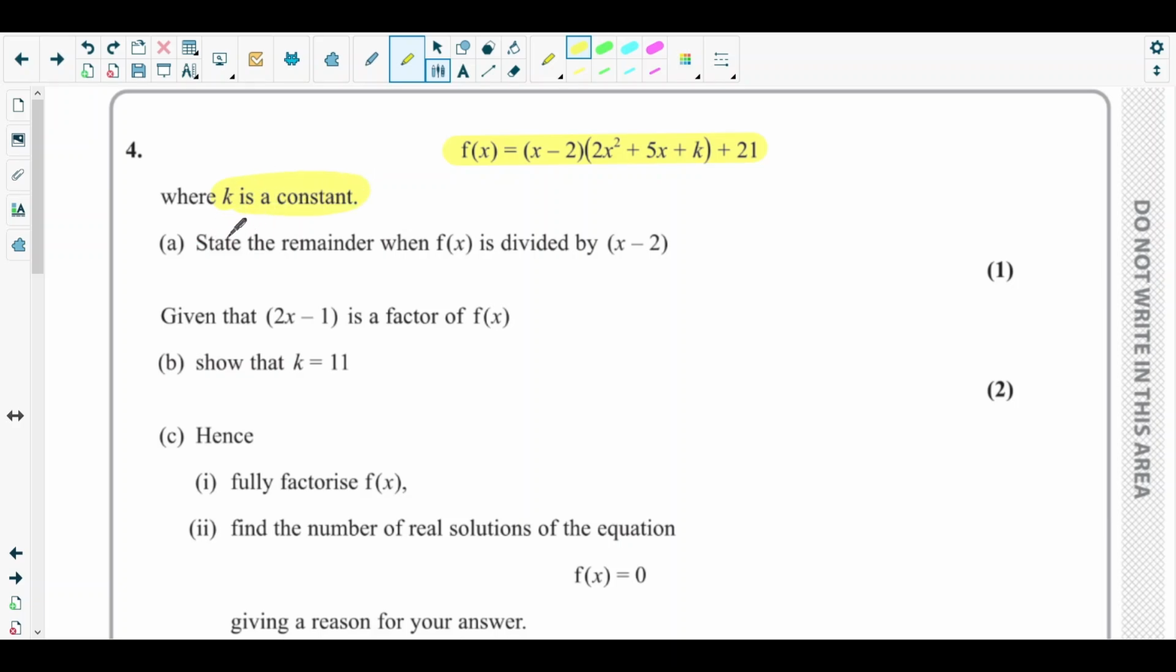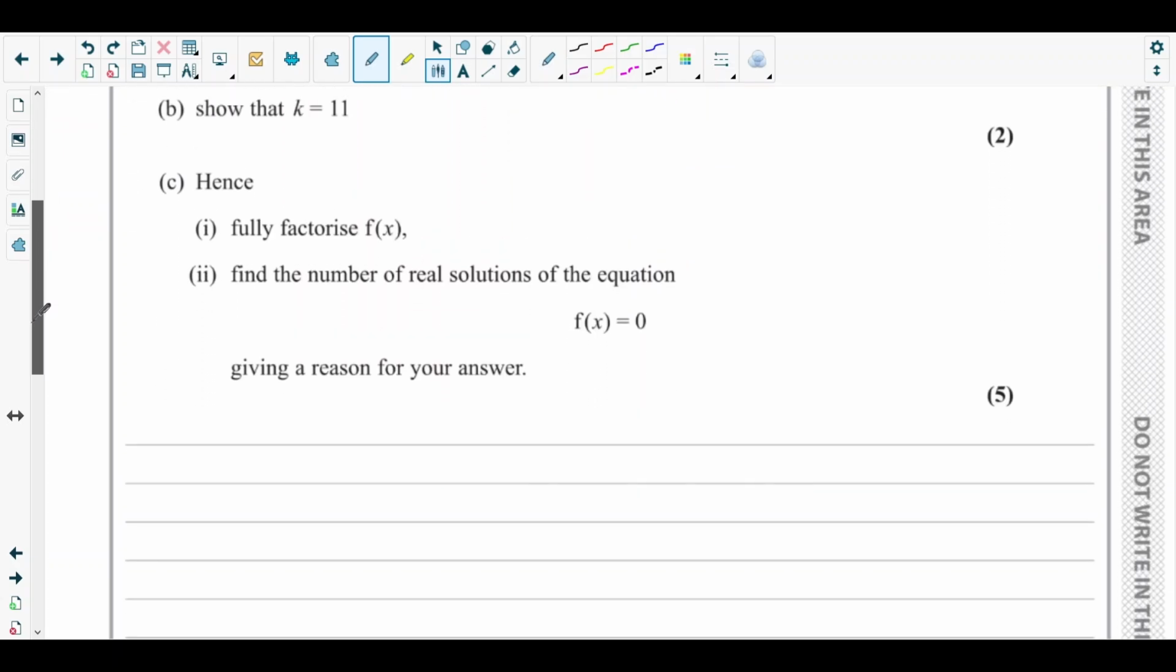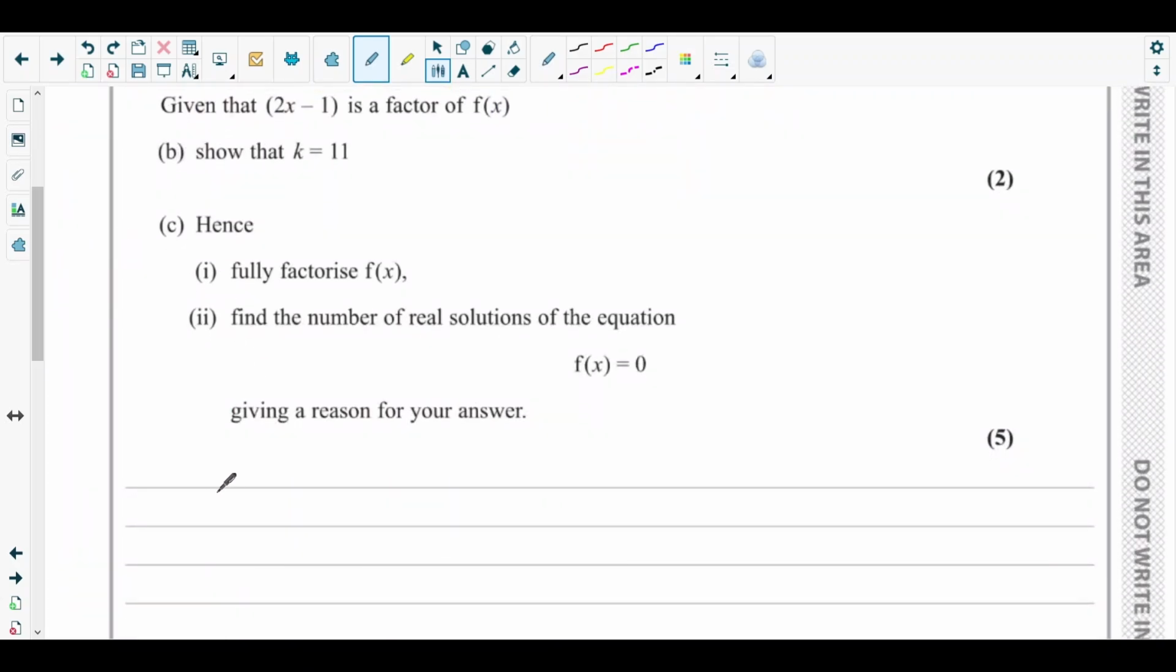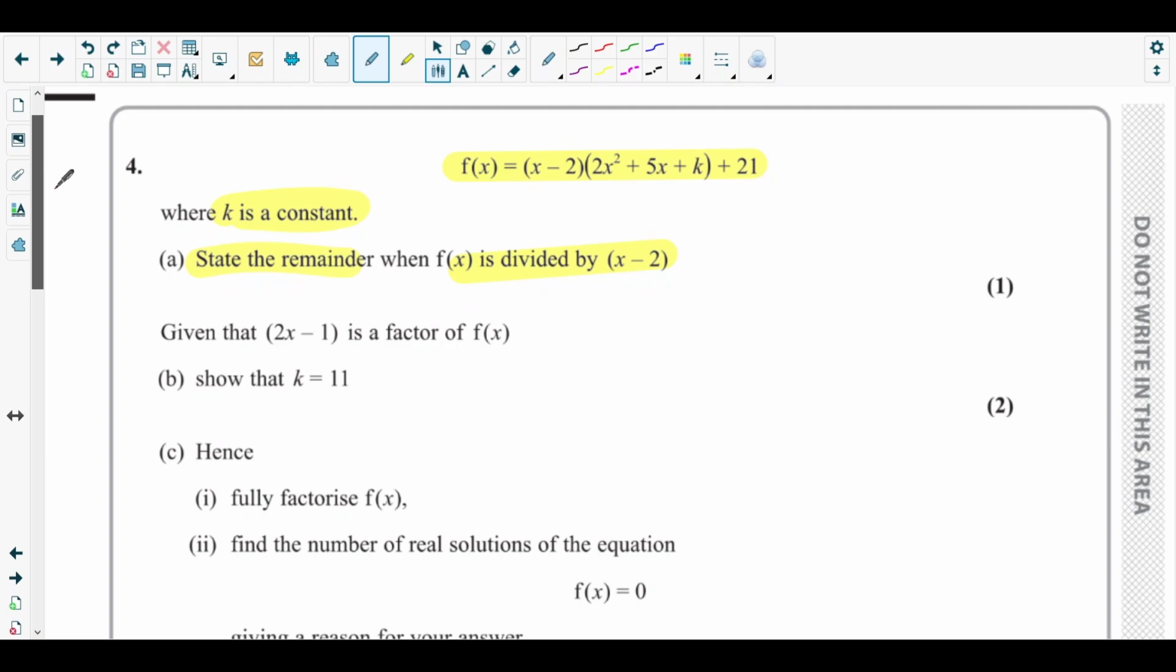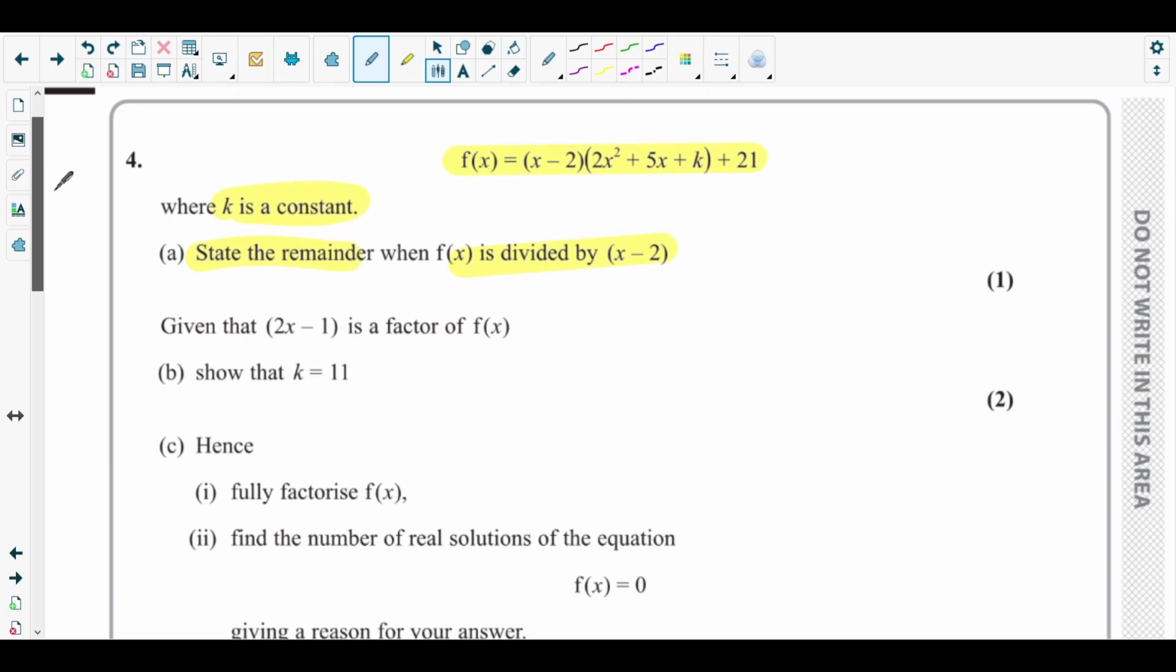Part A is asking to state the remainder when f(x) is divided by x − 2. So if f(x) is divided by x − 2, then what would be the remainder? We will just use the remainder theorem in this case. For the remainder theorem, we put x = 2 in f(x), and then try to get the value of f(2).